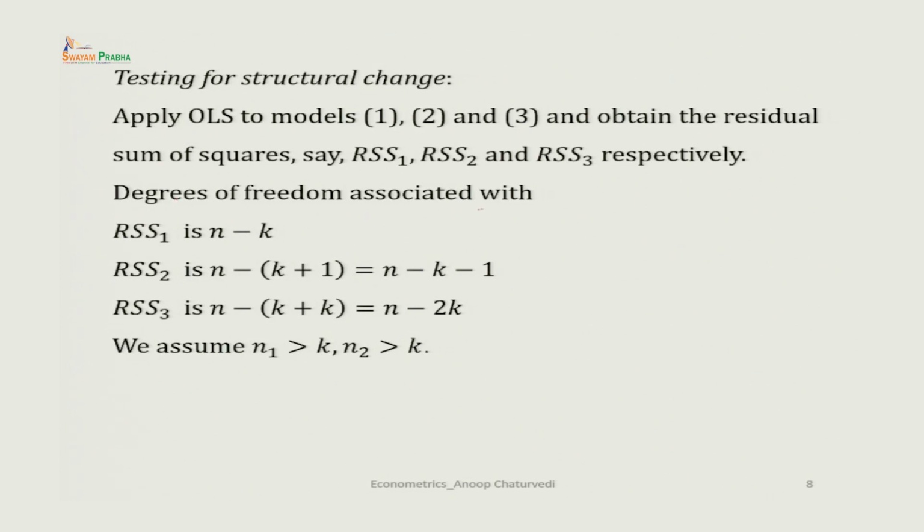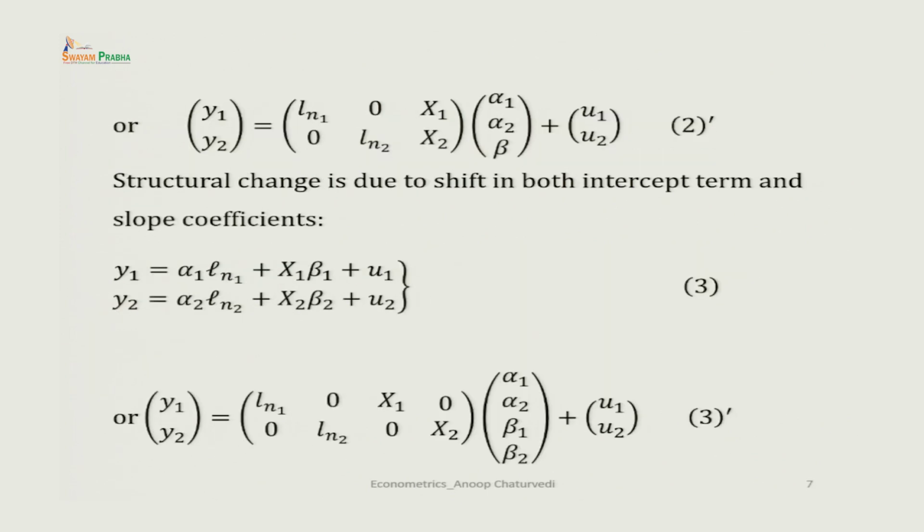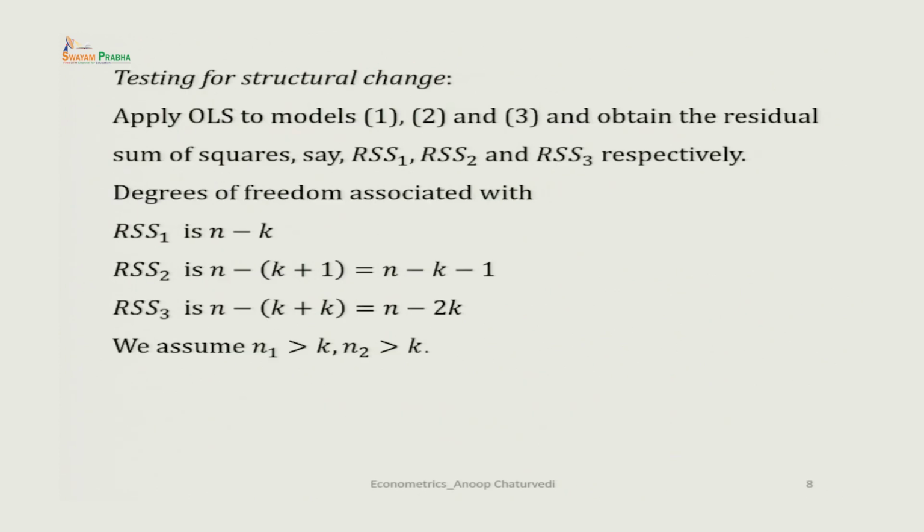Now, the corresponding degrees of freedom are: with RSS 1 you have n minus k degrees of freedom. Well, you have just k explanatory variables, 1 intercept term and then k minus 1 Xs. So, the degree of freedom of RSS 1 is n minus k. Then for RSS 2, the degree of freedom is n minus k minus 1. Actually, in the second model, you have k plus 1 explanatory variables. So, if you consider this model 2, then you have 1 explanatory variable here, 1 here and k minus 1. So, in all you have k plus 1 explanatory variables in model 2. So, the degree of freedom is n minus k minus 1.